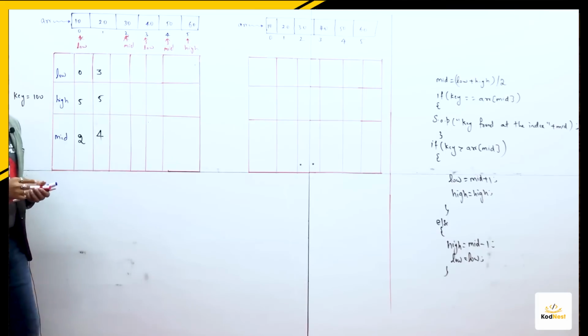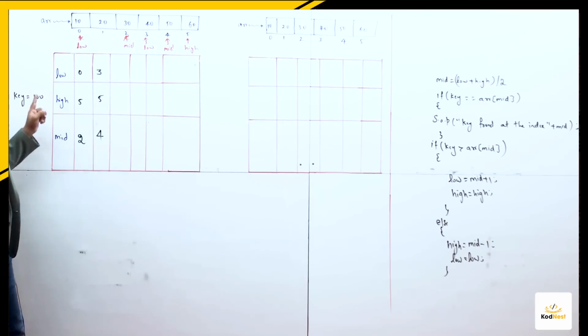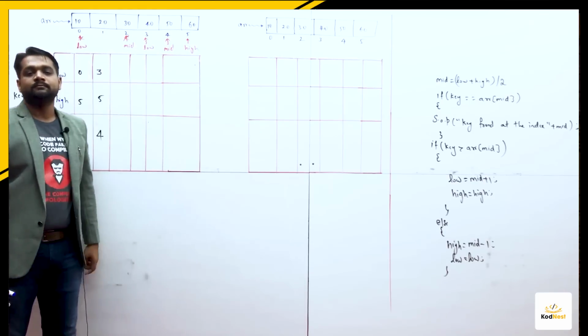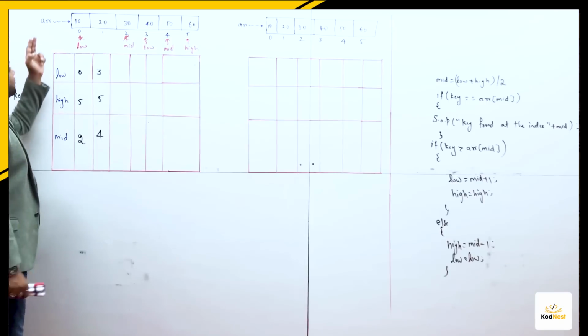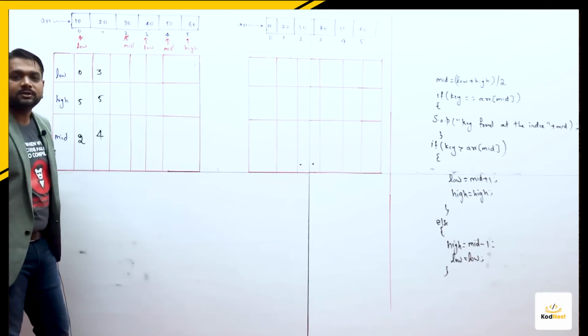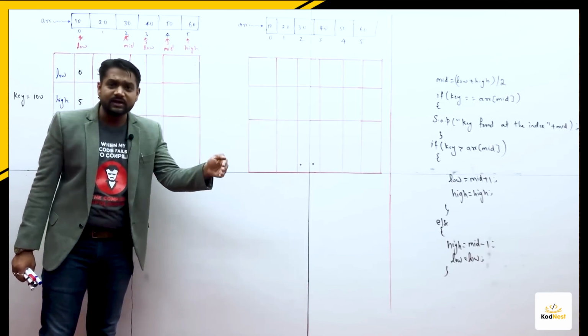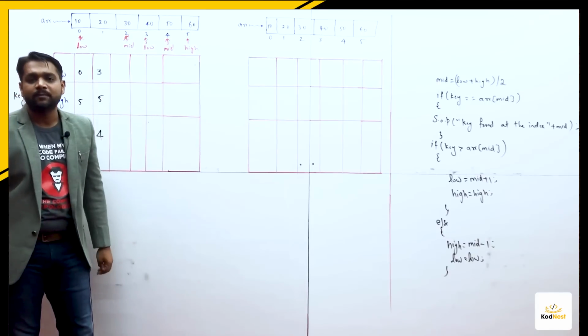Once you calculate mid, again you have to check whether key is matching with array of mid or not. What is key? 100. What is array of mid? 50. Is it equal? No. If it is not equal, go and check, is key greater than array of mid or not? What is key? 100. What is array of mid? 50. Is 100 greater than 50? Yes. It is greater than 50.